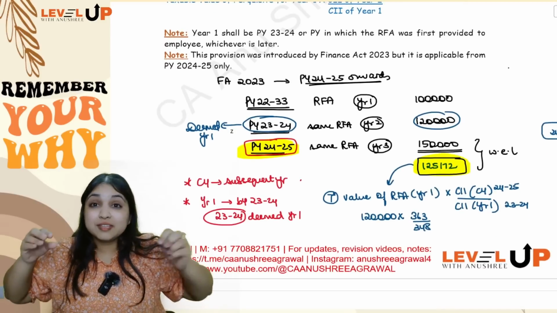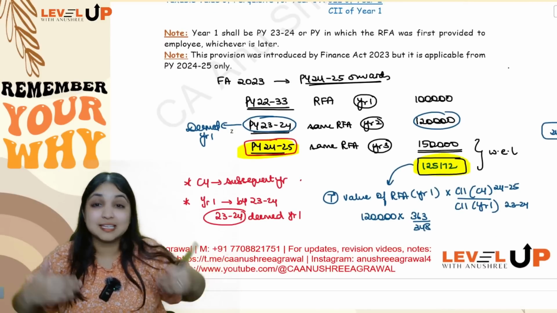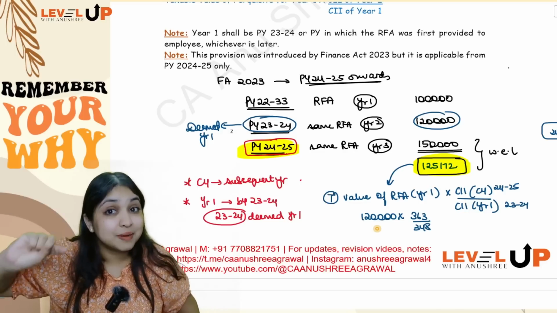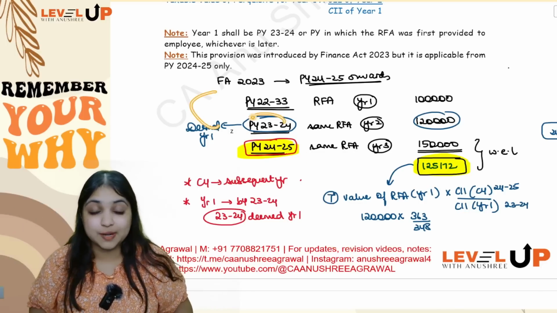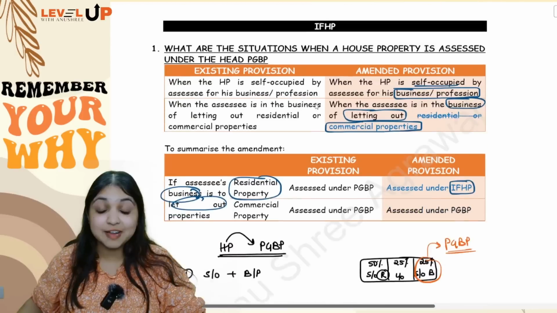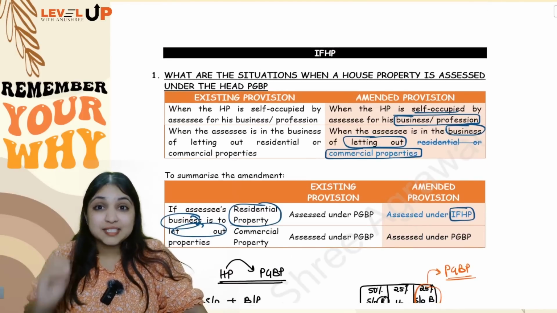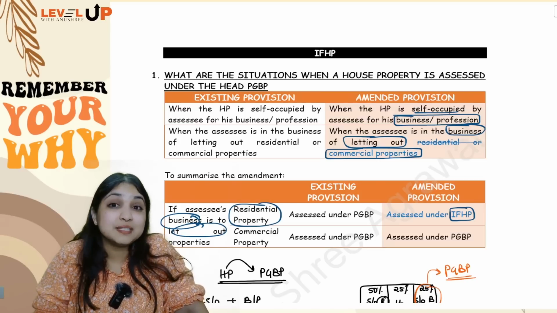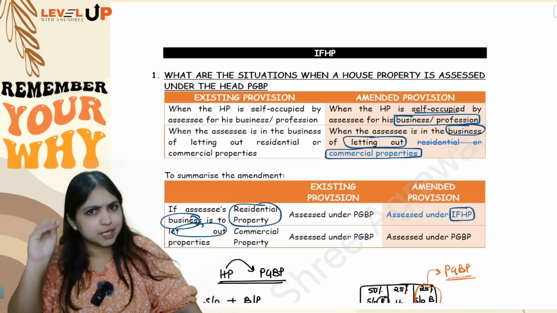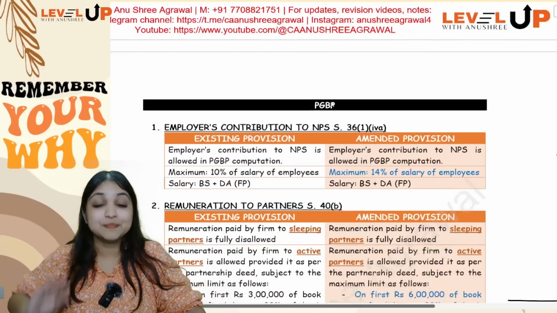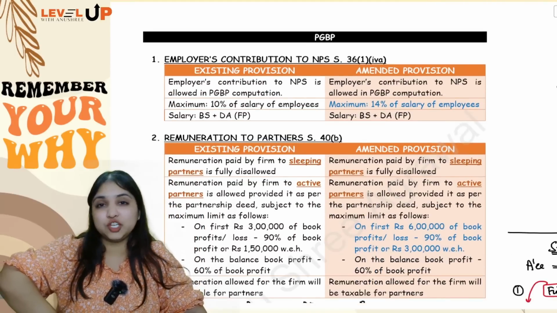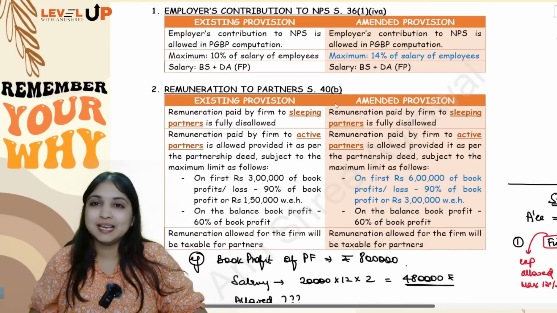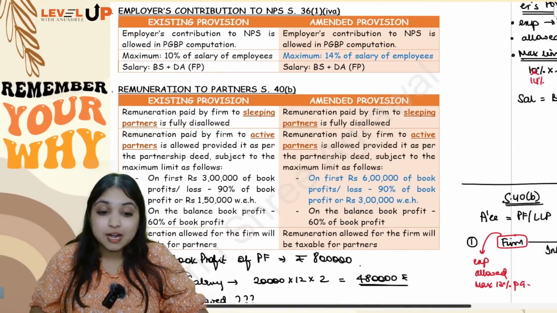In RFA, if the same RFA is given to the assessee for multiple years, that is, if this year is a subsequent year for that RFA, then we will do indexation guys. And remember here, if year 1 was before 23-24, we will assume 23-24 is year 1. Then in our IFHP, we discussed that if assessee is in the business of letting out commercial properties, that only will go to PGBP. If assessee is in the business of letting out residential properties, it will always stay under IFHP head only. Then in PGBP, we learnt employer's contribution to NPS will be allowed for the employer, maximum 14% of salary, and section 40B limits have changed. Simultaneously, we also covered chapter 6A.